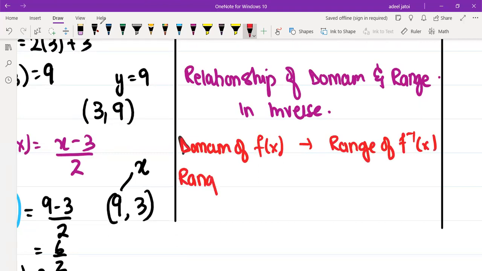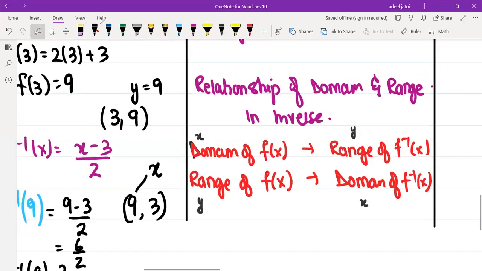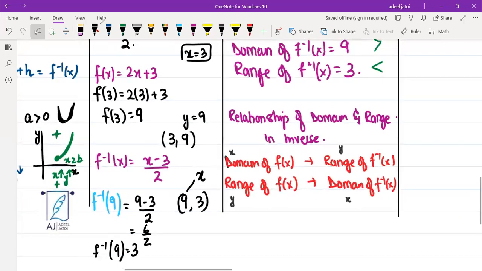Your range of f(x) is basically the domain of f inverse of x, because domain is the representation of x, and range is the representation of y. Your x of f(x) becomes the y of f inverse of x. Your y of f(x) becomes the x of f inverse of x. So whenever we talk about the relationship of domain and range, we always say the domain of f(x) is the range of f inverse of x, and the range of f(x) is basically the domain of f inverse of x.